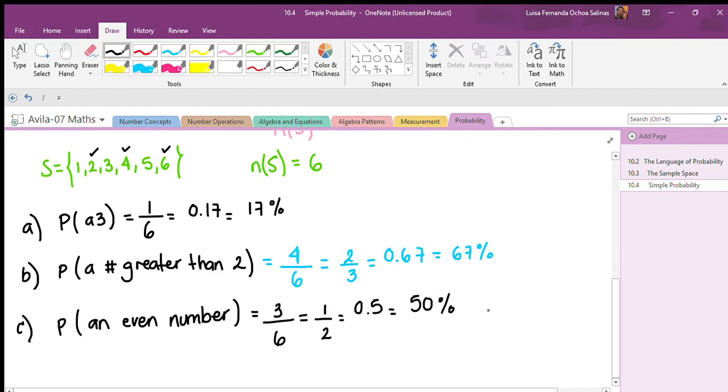Beautiful. Okay, girls, so these are the examples for 10.4. Go and do your exercises, and if you have any questions, please let me know.